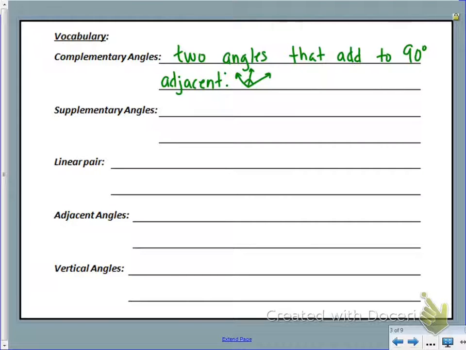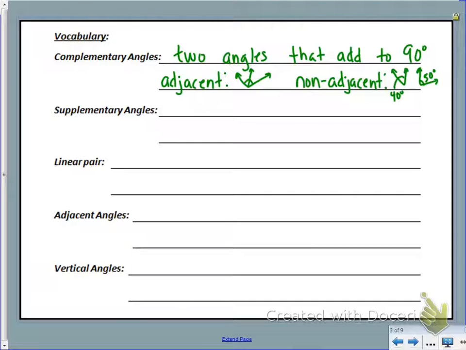So we could have adjacent right angles, or we could have non-adjacent complementary angles, and that would look something like this. So suppose we have a 40 degree angle and a 50 degree angle. Those two are still complementary even though they're not attached because they add to be 90 degrees. So again, the definition for complementary angles is simply two angles that add to be 90 degrees.